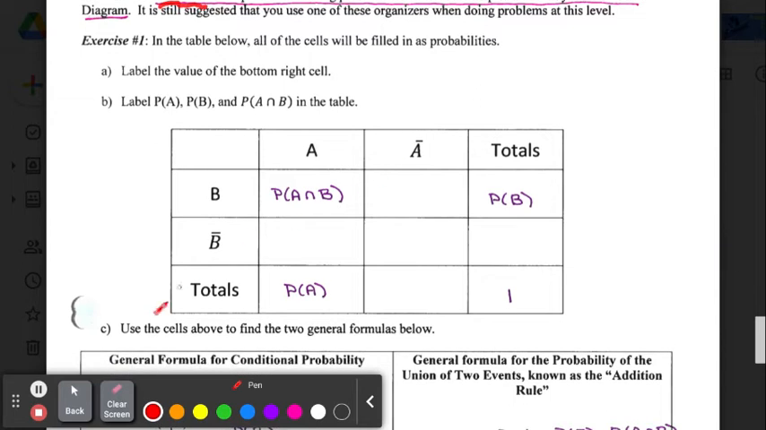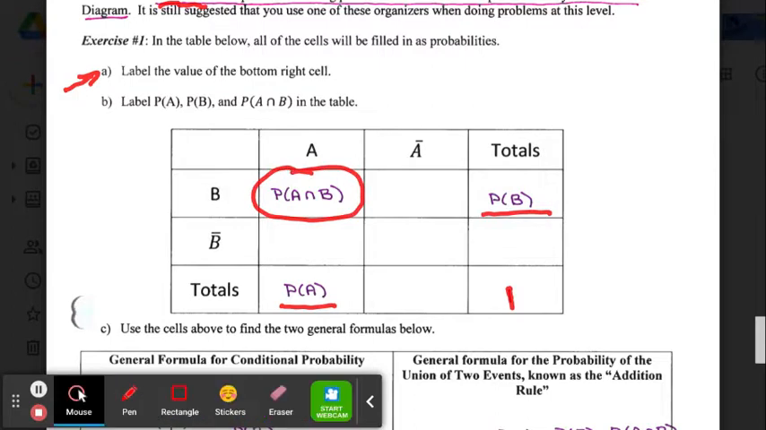So let's look at exercise number 1. In the table below, all of the cells will be filled in as probabilities. So what we're doing now is just revisiting this two-way frequency table, and I labeled a couple of things. Part A, label the value of the bottom right cell. When we're dealing with probabilities, the ultimate total is always 1, like 100%. Label probability of A, that's here. Probability of B is here, and the intersection, the probability of both, is here.